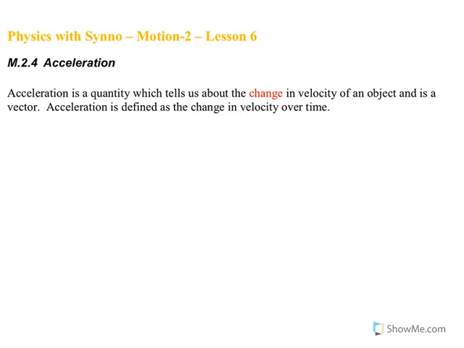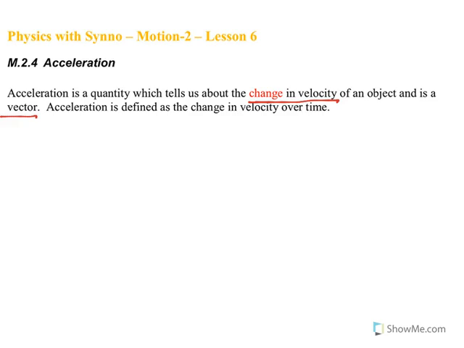This is out of the notes there, and you can see in red the missing word. Acceleration is a quantity that tells us about the change in velocity of an object. Because velocity is a vector, acceleration would be a vector as well. Acceleration is defined as the change in velocity over time.